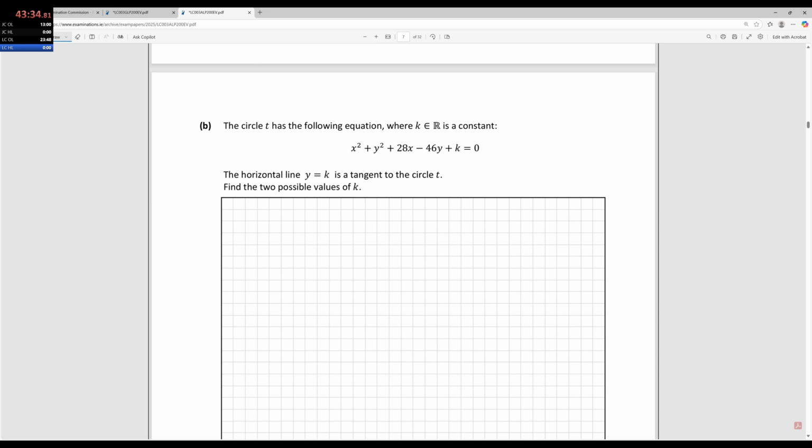Circle T is this equation where k is a constant. The horizontal line y equals k is a tangent to the circle. Find two possible values of k. Wow, okay.